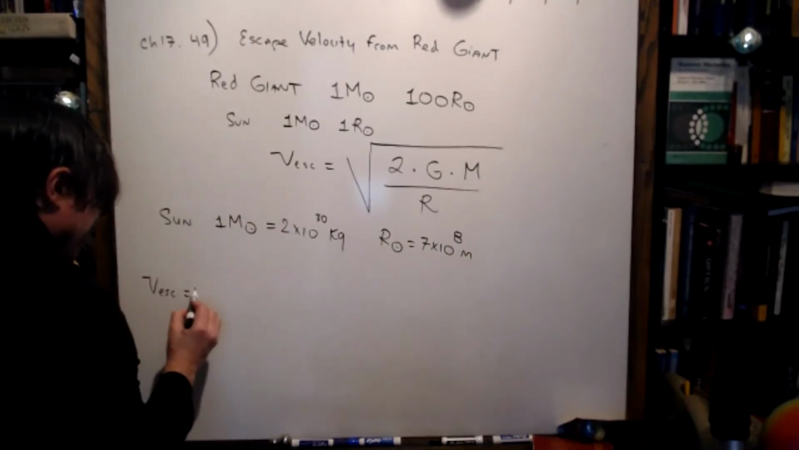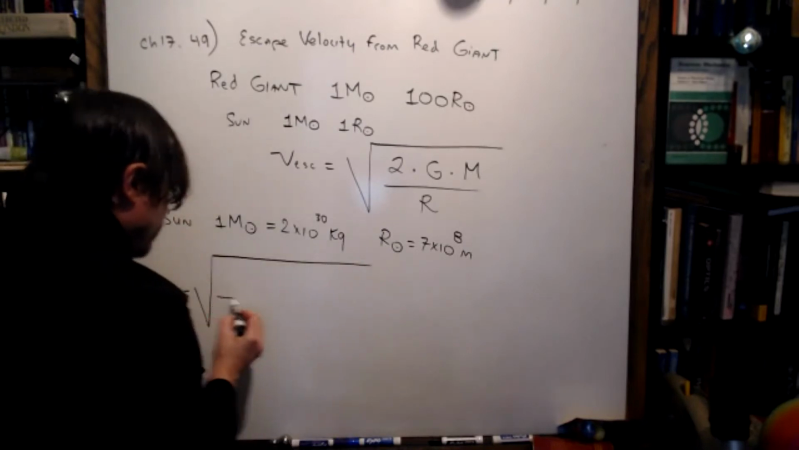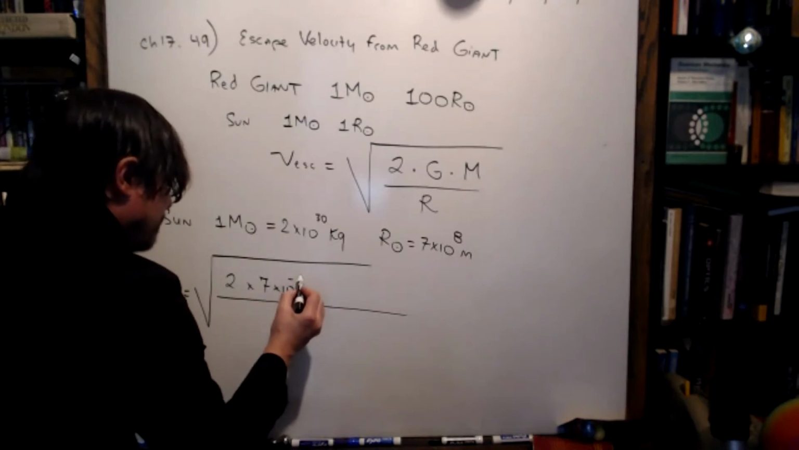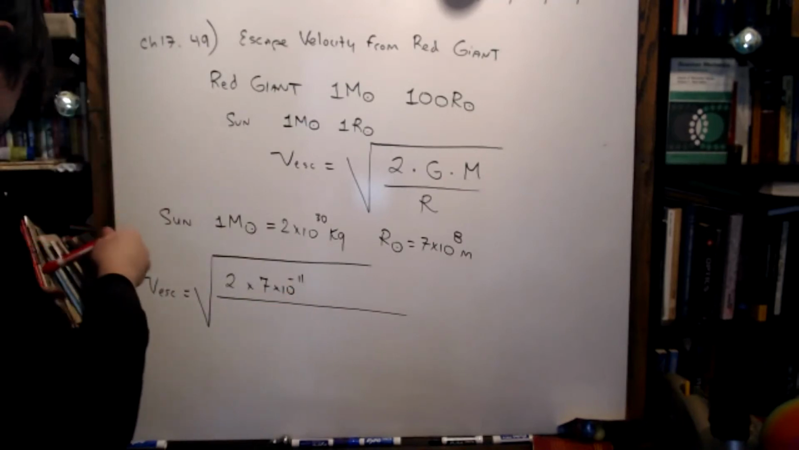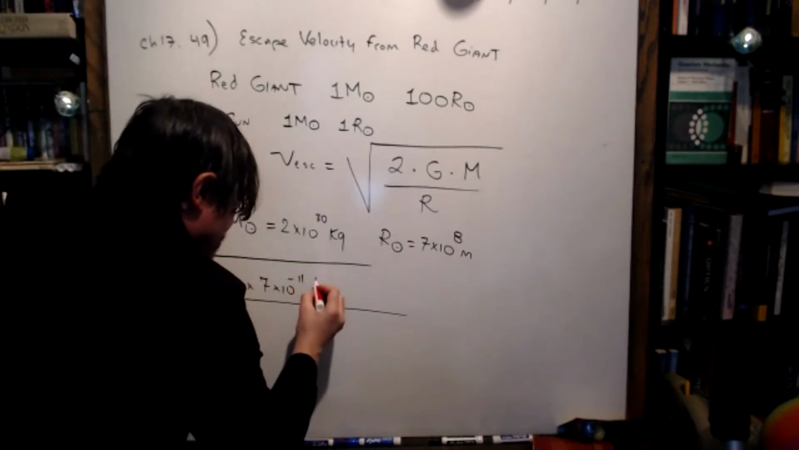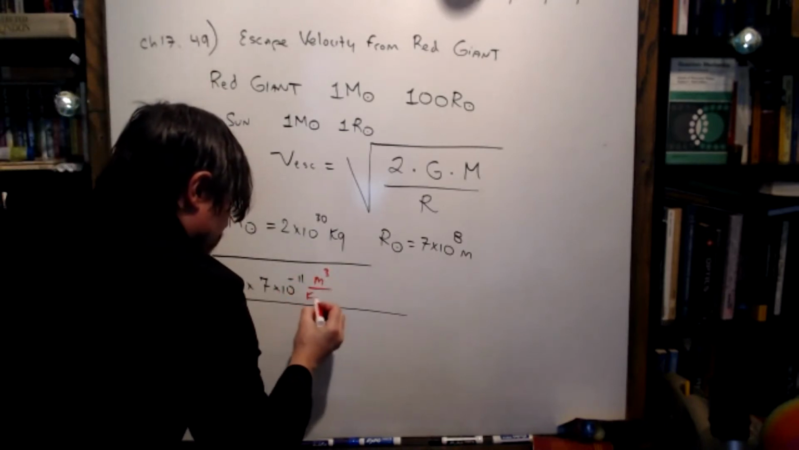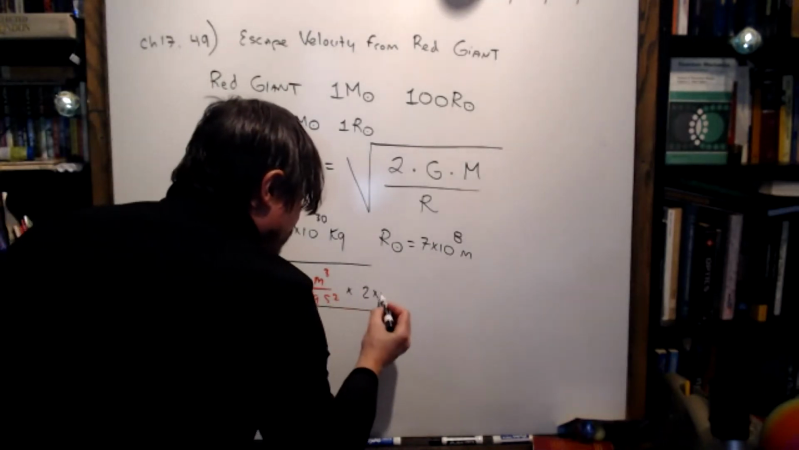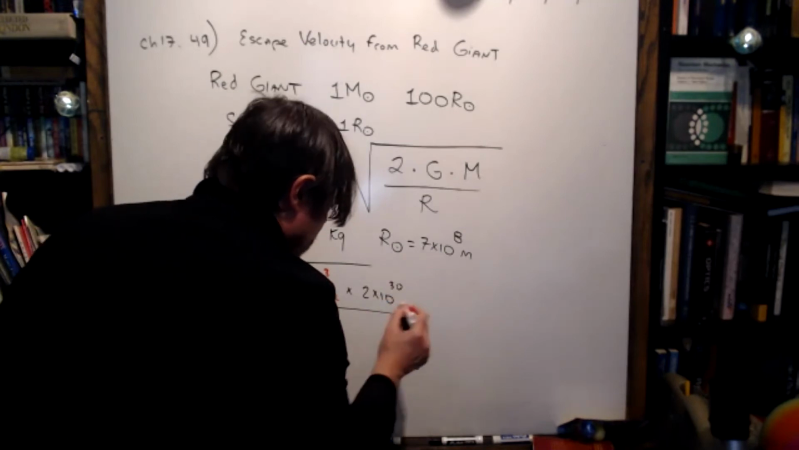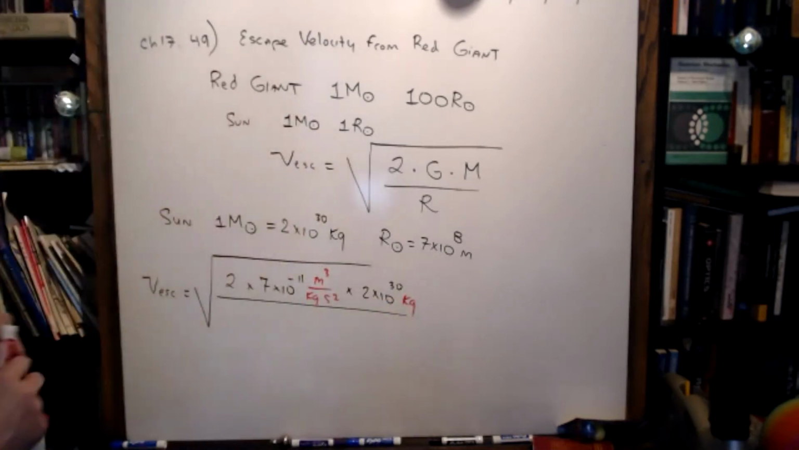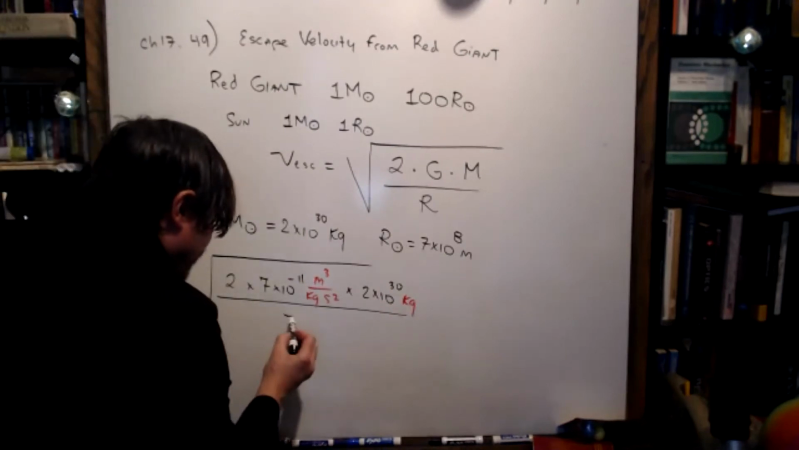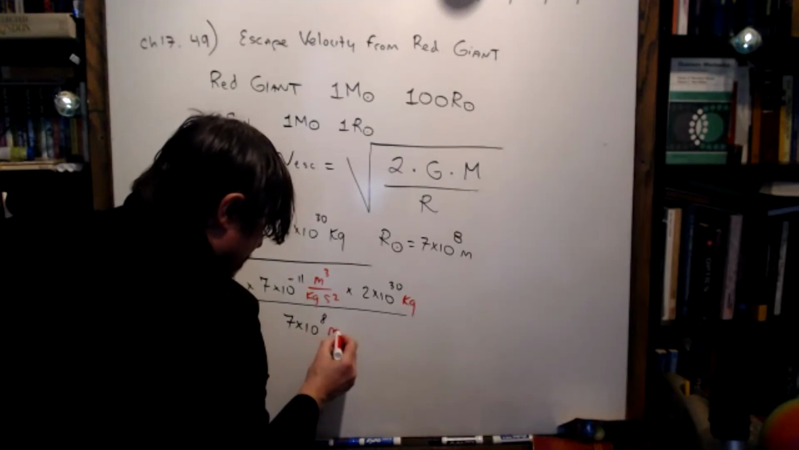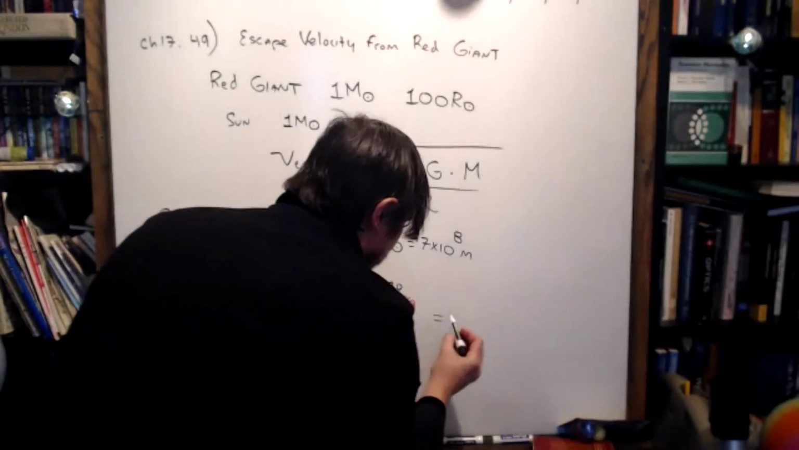The escape velocity of the sun is then the square root of 2 times big G. Big G is 7 times 10 to the minus 11 meters cubed per kilogram per second squared, times the mass of the sun, 2 times 10 to the 30 kilograms, divided by 7 times 10 to the 8 meters. Go ahead and punch that up for me.